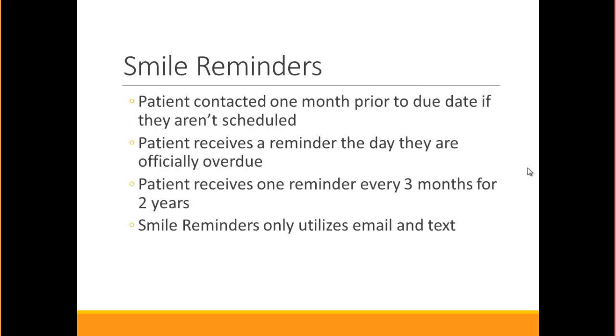The first phase is utilizing Smile Reminders. Not only does Smile Reminders confirm appointments for you, it also sends messages to patients who are overdue for their recall appointment. When a patient is 1 month away from their due date, they will receive a reminder text or email. They will receive another message on the day they become overdue. After those initial 2 messages, the patient will receive a message every 3 months for 2 years.